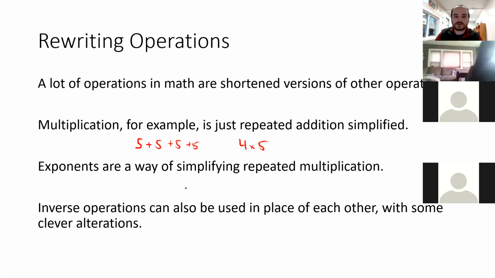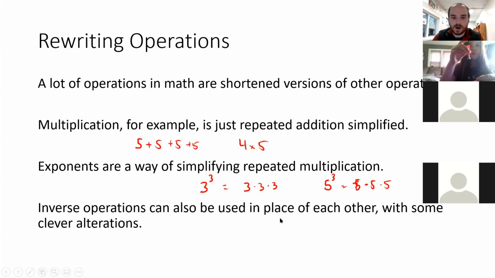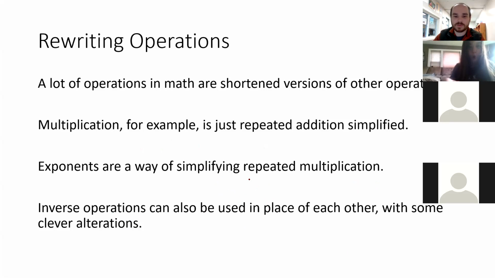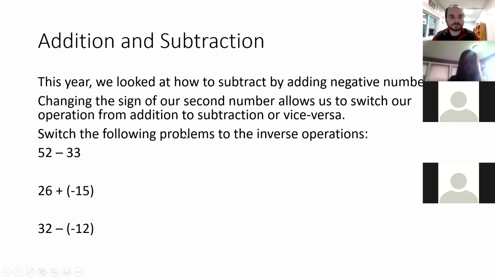Exponents are another example. Exponents are just repeated multiplication. We're going to look at exponents a lot more in 8th grade next year, but hopefully you guys remember that 3 cubed equals 3 times 3 times 3. That was a bad example because I used the same number. 5 cubed equals 5 times 5 times 5. So yeah, inverse operations can also be used in place of each other with some clever alterations. So we'll talk about those in a little bit, but we're kind of going to go in order of these. So let's look at the first one.